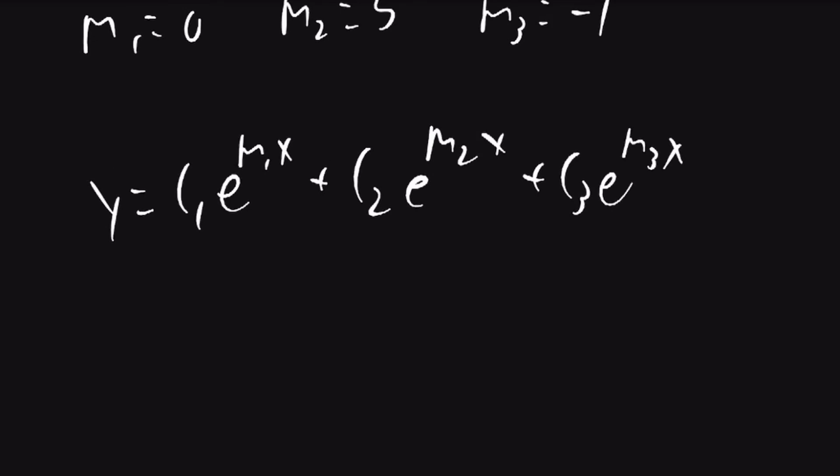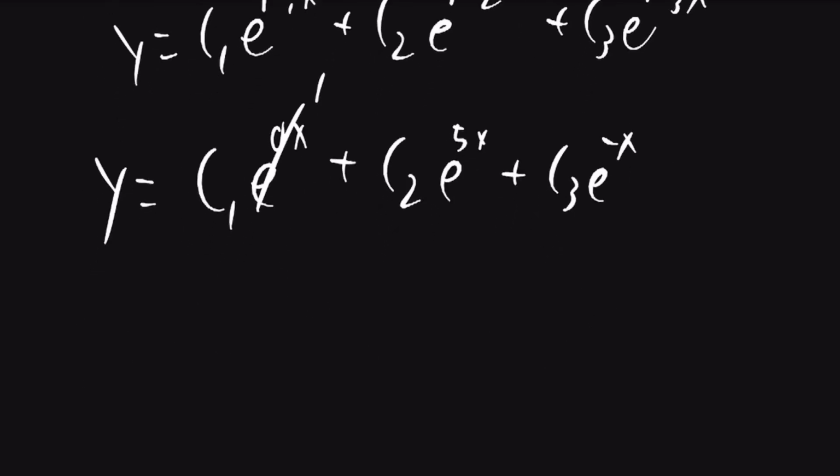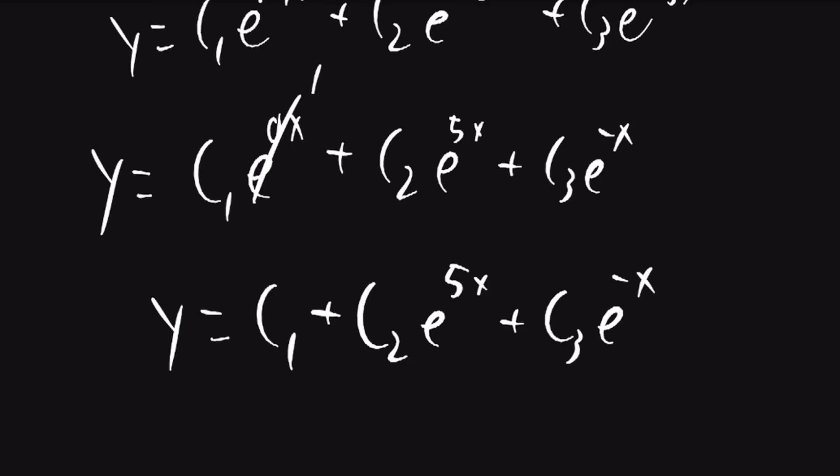I'll substitute these values in. Y will be equal to c1 times e to the 0x, which will just be 1, plus c2 e to the 5x, plus c3 e to the negative x. So y will be equal to c1 plus c2 e to the 5x, plus c3 e to the negative x. And that is our final answer.